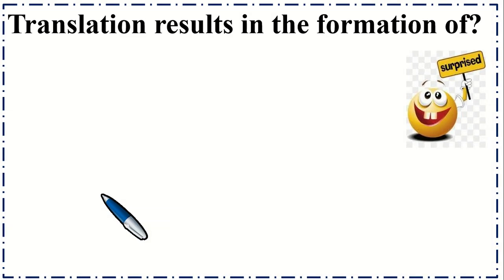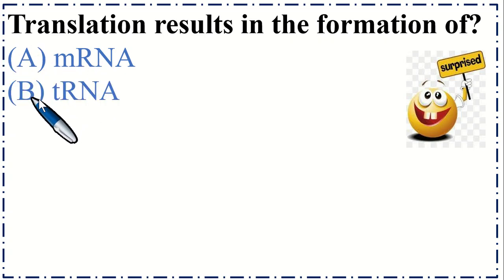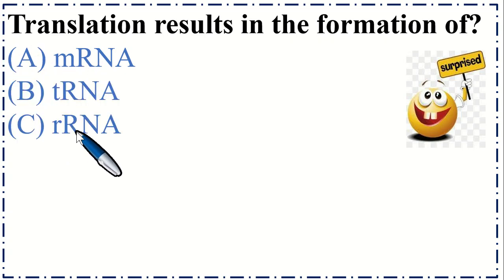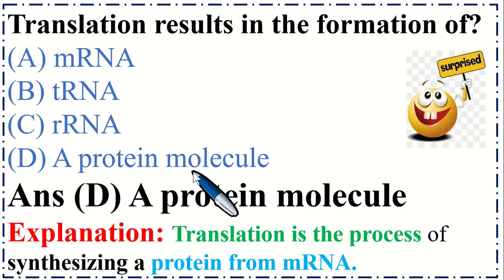Dear students, this is a very important MCQ. Translation results in the formation of option A, mRNA, B, tRNA, C, rRNA, and option D, a protein molecule. So the correct option is D, protein molecule. Translation is the process of synthesizing a protein from mRNA.